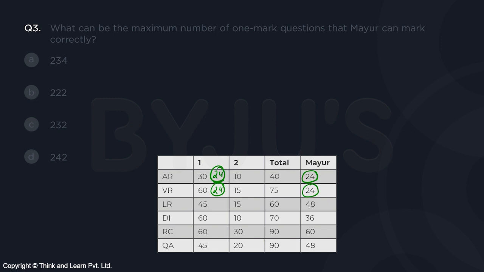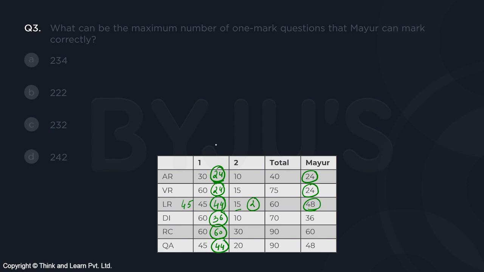In LR his score is 48. But in LR he cannot do more than 45 questions of 1 mark. Now, if he does 45 questions of 1 mark, they will make a total of 45, but he cannot get 3 marks by doing the 2 markers. That means he must be doing 44 questions of 1 mark each and 2 questions of 2 marks each. That way he can get a score of 48 by maximizing the number of questions of 1 mark. Similarly, in DI, he can do a maximum of 36 correct. In RC, he might do all 60 correct. And in QA, once again, just like LR, it can be a maximum of 44.